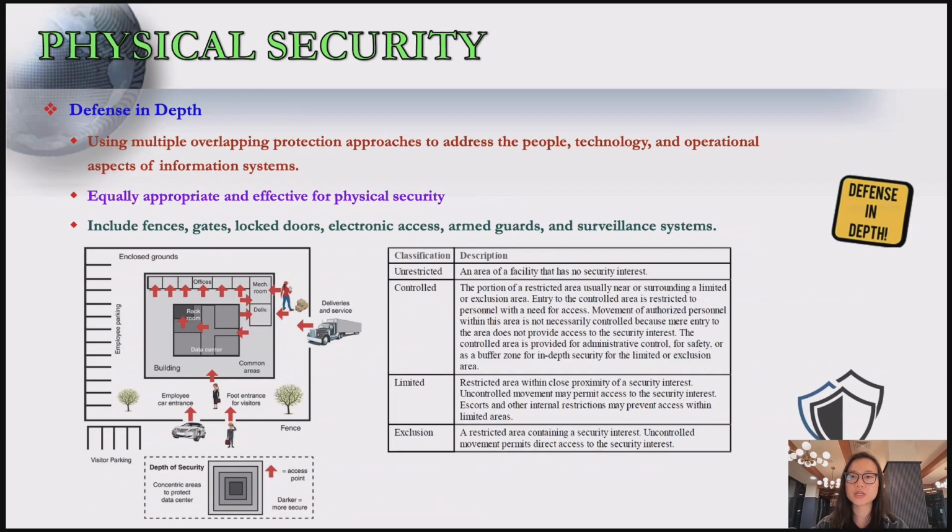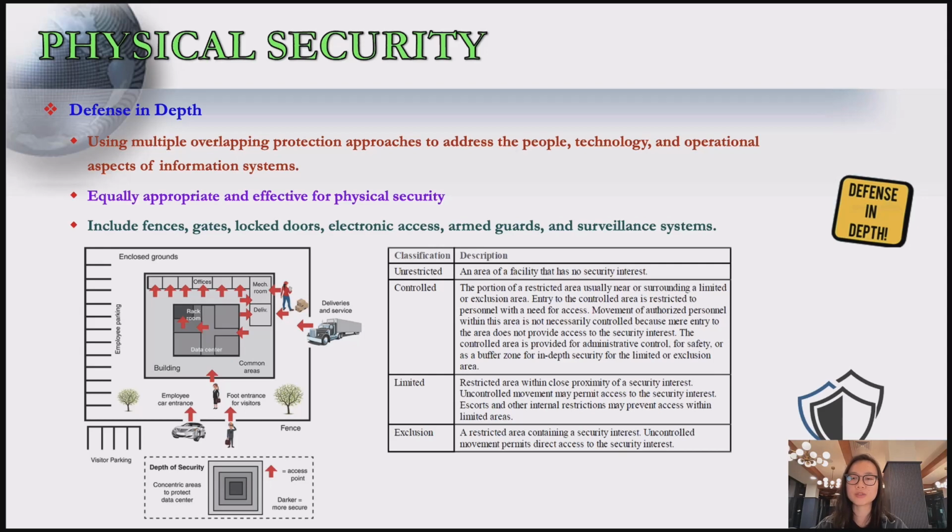An important strategy for security protection is the use of multiple overlapping protection approaches to address the people, technology, and operational aspects of information system security. By using multiple overlapping protection approaches, the failure or circumvention of any individual protection approach will not leave the system unprotected. This approach is used to provide multiple barriers between the adversary and the protected information or services, and is often referred to as the defense in-depth approach.